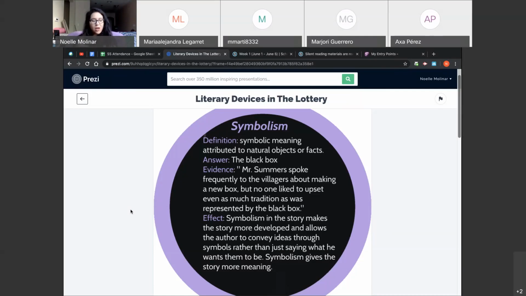They describe the box. Obviously, people take care of the box. When they bring it out, they don't just drop it on the floor. No, they have to get this extra little chair, this stool, and then they put the box on top. Through symbols rather than just saying it, symbolism gives the story more meaning. So people keep caring for this box and they keep it even though it's not the greatest thing. The appearance of the box is not that great, which is very similar to the tradition. They keep holding on to this tradition of this lottery, but it's not a good thing. So that's a symbol for the story, this box.